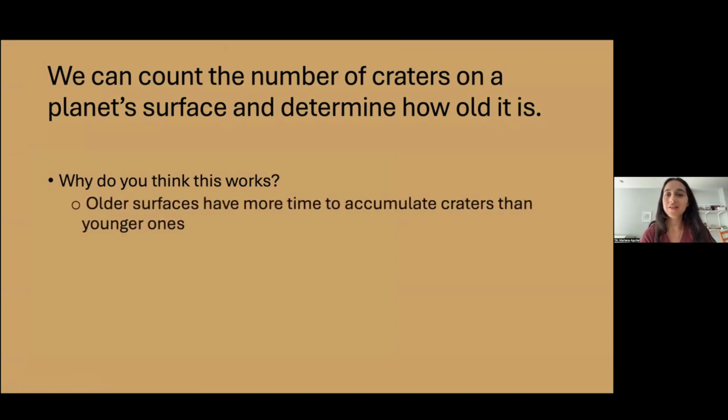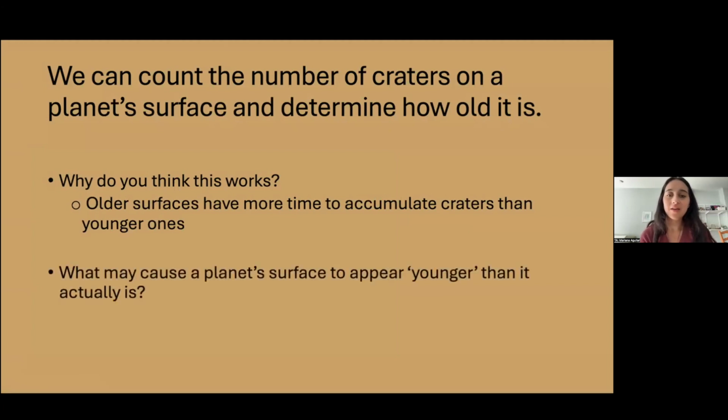So older surfaces have more time to accumulate craters compared to younger ones. And so what might cause a planet surface to appear younger than it actually is? Does anyone have ideas? Naomi?